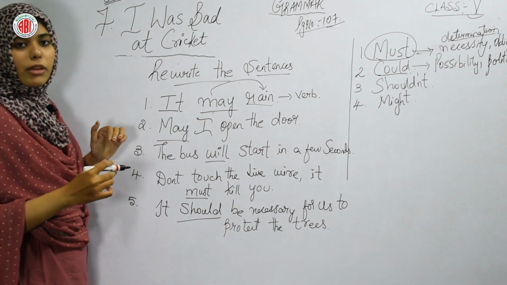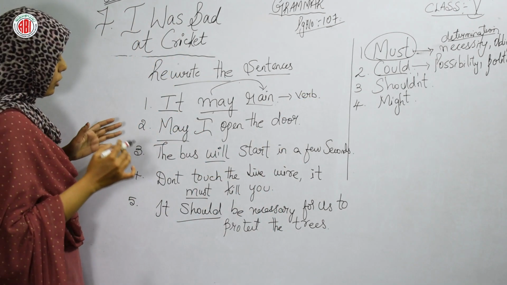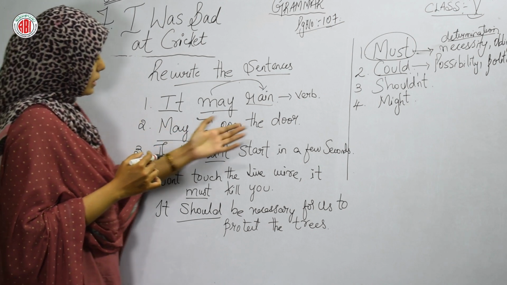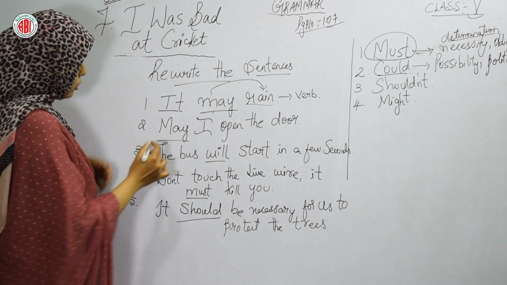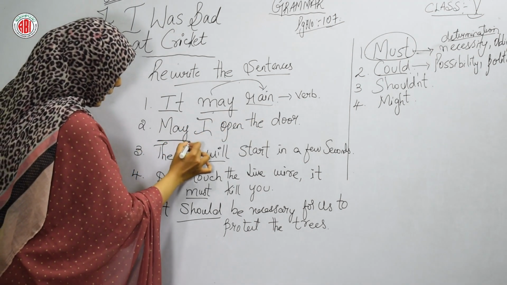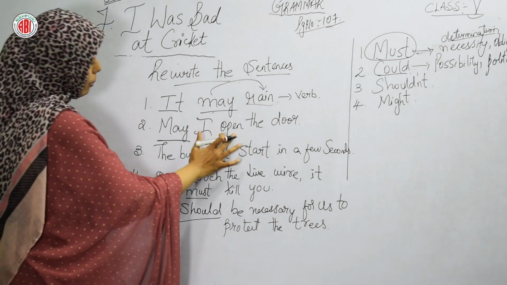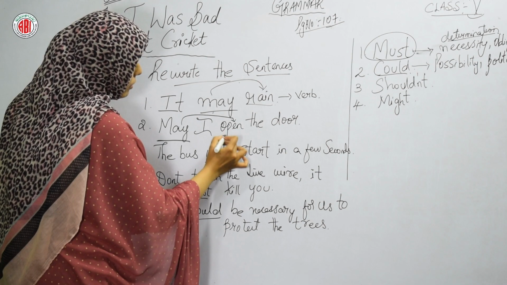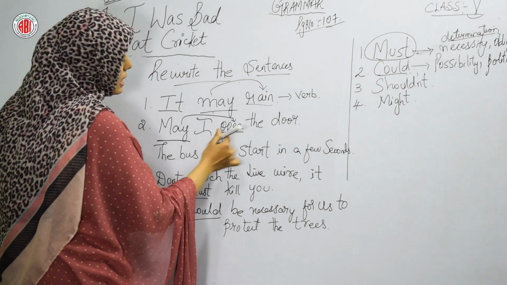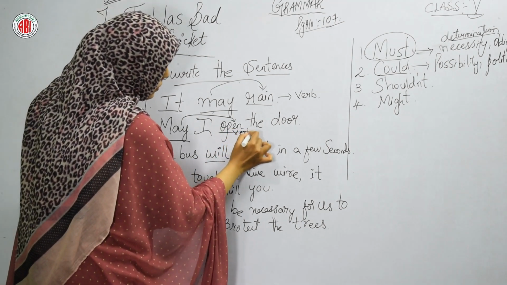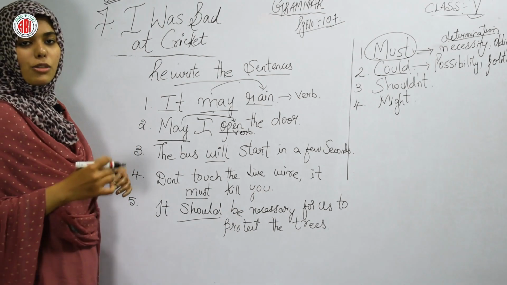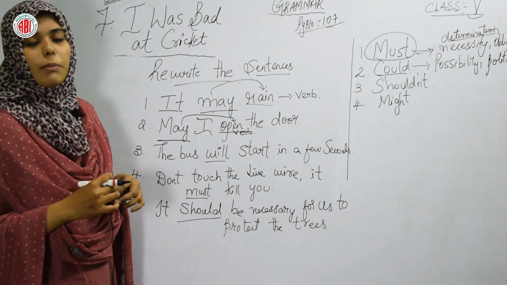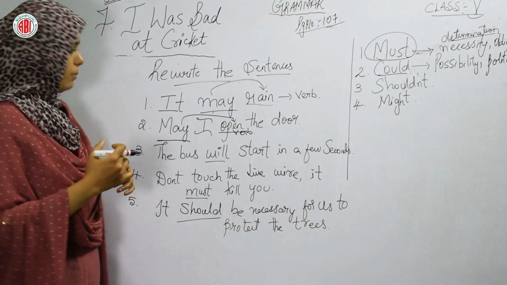Is it clear to everyone? I hope it is clear. Okay. May I open the door? Here the modal is at the beginning. May I open? Open is also a kind of action. Everybody knows this, so this is the verb. This is the point you should remember, that every modal is followed by a verb.